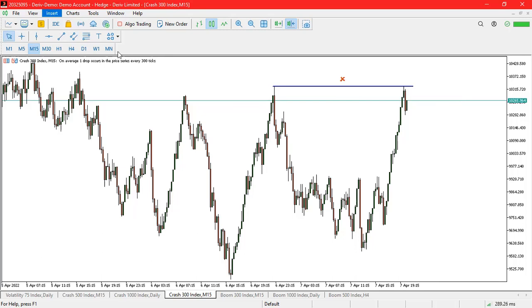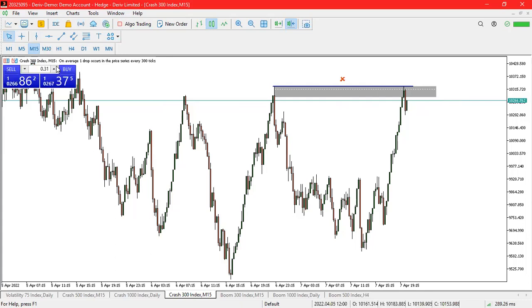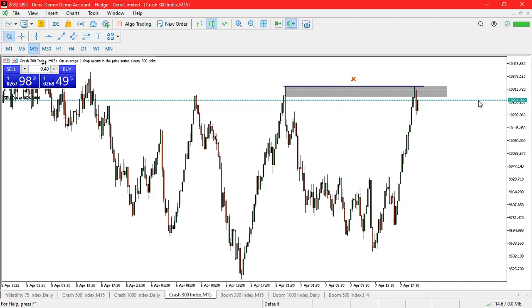Then now I introduce you to rejection blocks. Rejection blocks is something like this. You take from the previous rejection and then you extend the level. And then from there, now I want to trade. Let's see if we're going to win this trade. I sell, and then where do I set a stop loss? Now I'm using a rejection block. Where do I set my stop loss? I set my stop loss above the rejection block.